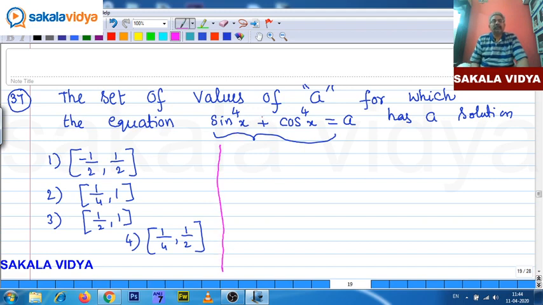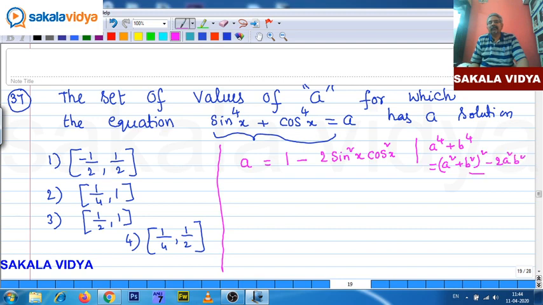So now this can be written like this: a equals 1 minus 2 sin square x cos square x. Am I correct? Because a power 4 plus b power 4 is equal to a square plus b square whole square minus 2a square b square. So in this formula, a square means sin square x, whole square plus cos square x, whole square, where sin square x plus cos square x is 1, so 1 square minus 2 sin square x cos square x. With the help of this I got it.